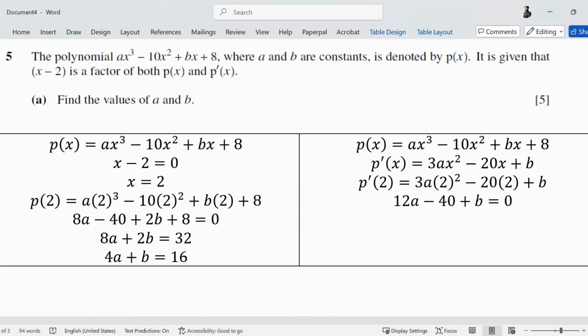Then you can make b the subject of the formula in any of them or substitute them, and solve for the values of a and b. Tell me what do you get.